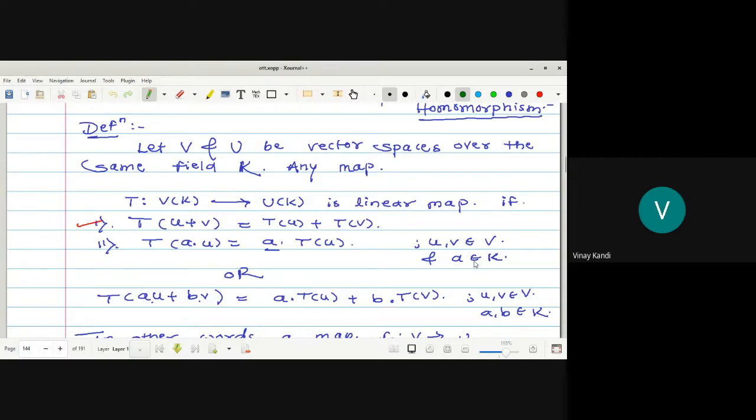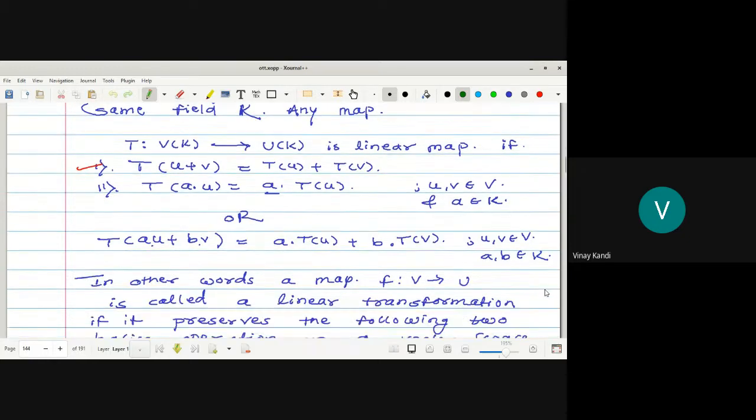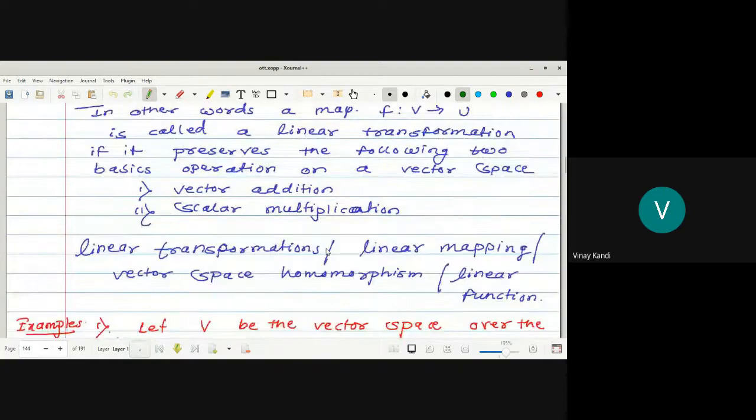Or instead of these two, we combine the two conditions into one, that is T of a u plus b v is equal to a times T of u plus b times T of v, where u and v belong to V and a and b belong to K. In other words, the first condition is called vector addition, and the second condition is called scalar multiplication. All these words are equivalent: linear transformation is equal to linear mapping. It is also called vector space homomorphism or linear function.